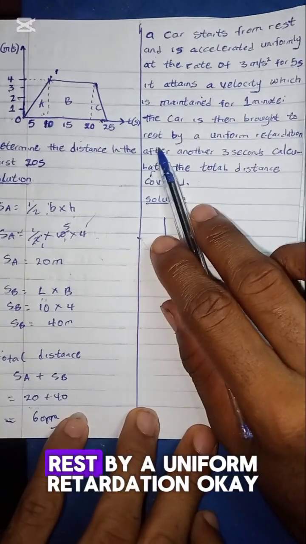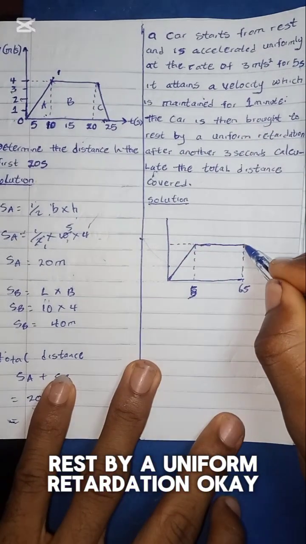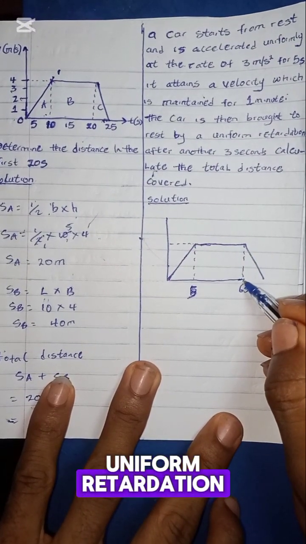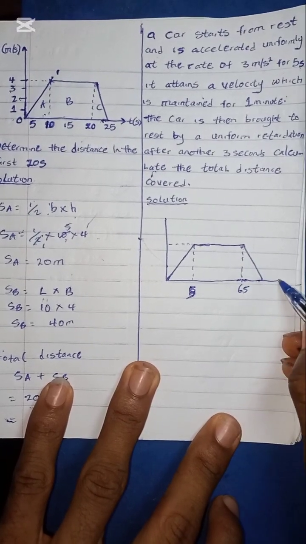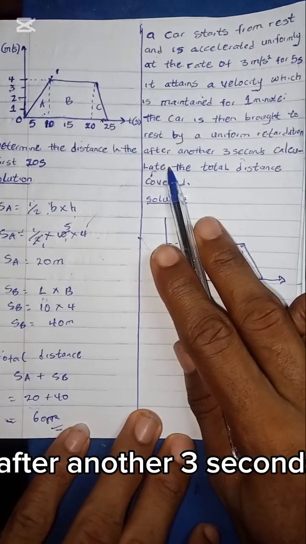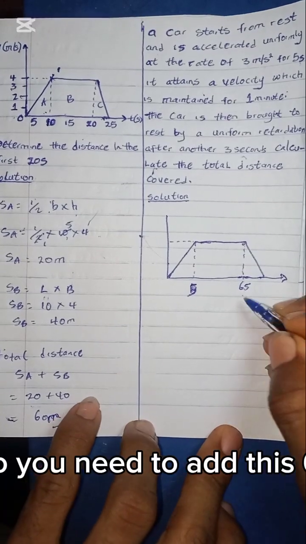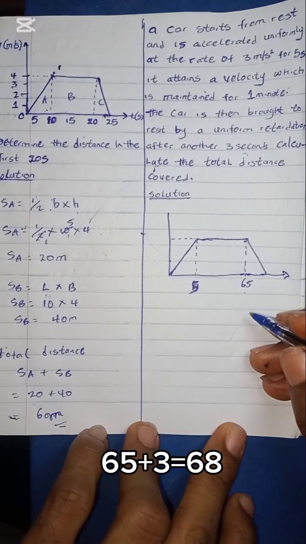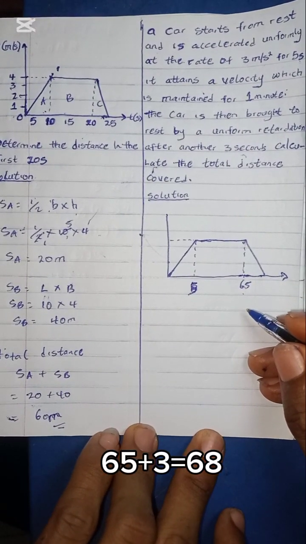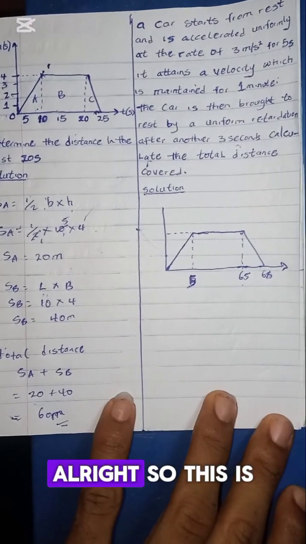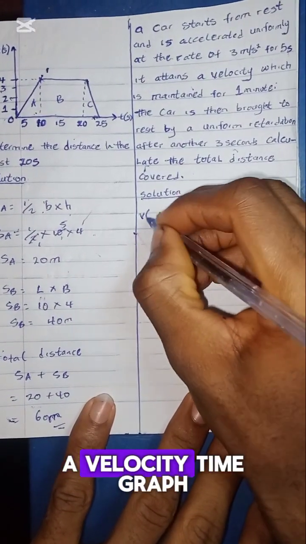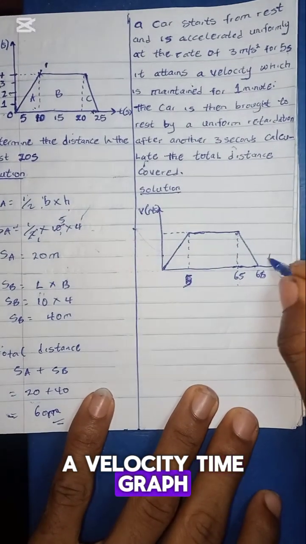And it's then brought to rest by a uniform retardation, after another 3 seconds. So you need to add this 65 to 3, 65 plus 3, that's 68. All right, so this is a velocity time graph.